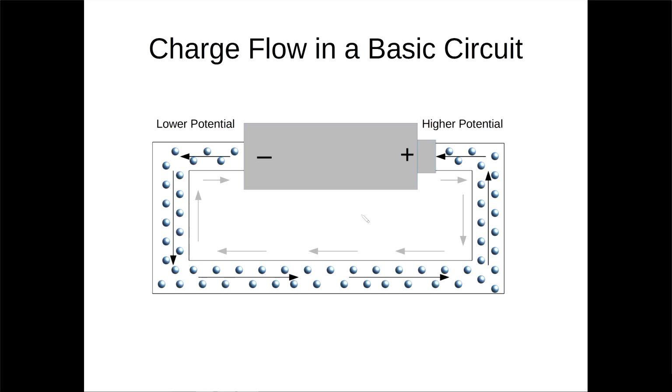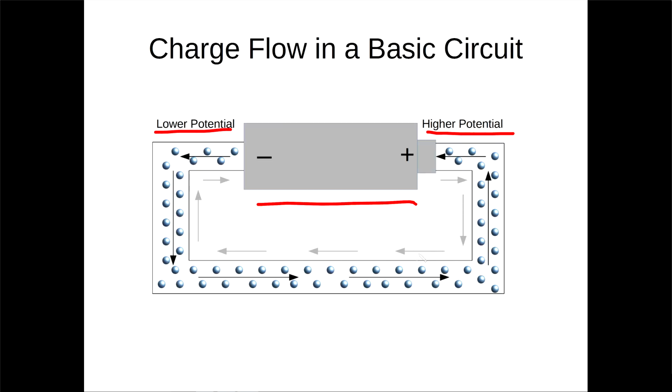So let's look at how charge flows in a basic circuit. If we have this battery here, again, the positive side is at a higher potential, and the negative side is at a lower potential. Relative to each other, this side here would have a higher potential. These gray lines here represent the electric field. This whole thing is a wire, and these gray lines represent the electric field present in that wire.